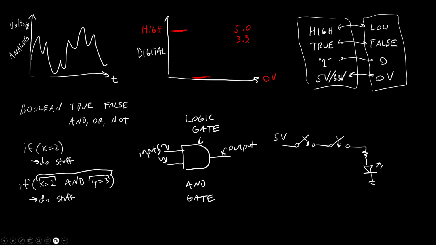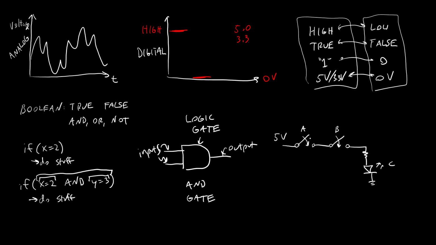I can see that this LED is only going to turn on if both of these switches are closed. So if I call my two switches A and B, and my LED is my output C, then my output C is only going to be high or on if both of my inputs are closed. And I'm going to call these switches a 0 or low when they're open and a high or a 1 when they're closed.